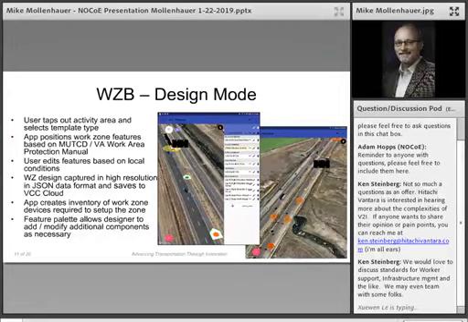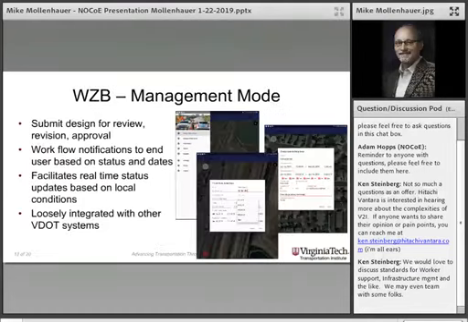Oftentimes there are individual features you need to add that aren't in the template, so we have a feature palette that allows you to pull down individual items like additional signage, maybe rumble strips, things that aren't part of the normal template that you want to add to that work zone. Then you can create those as well and put them onto the design so that they can be reviewed by a VDOT work zone inspector.